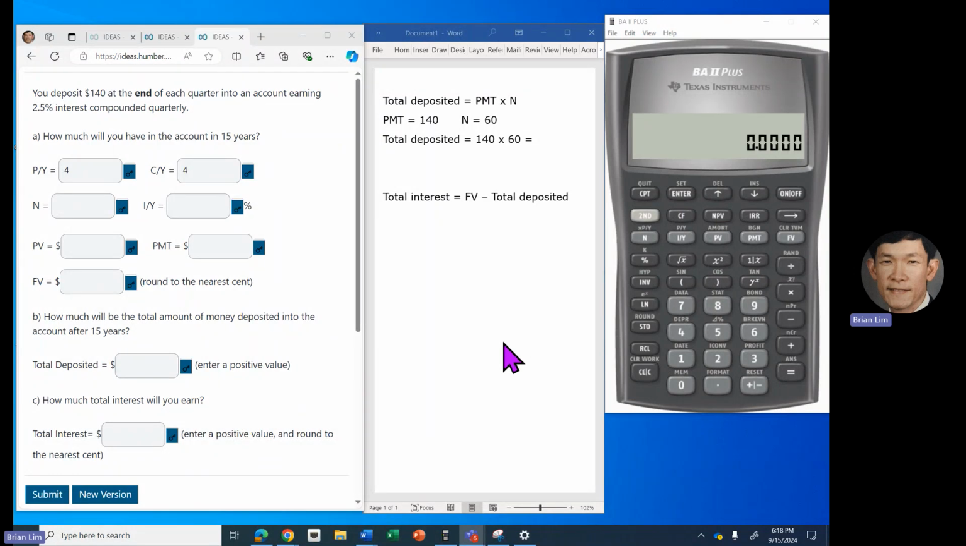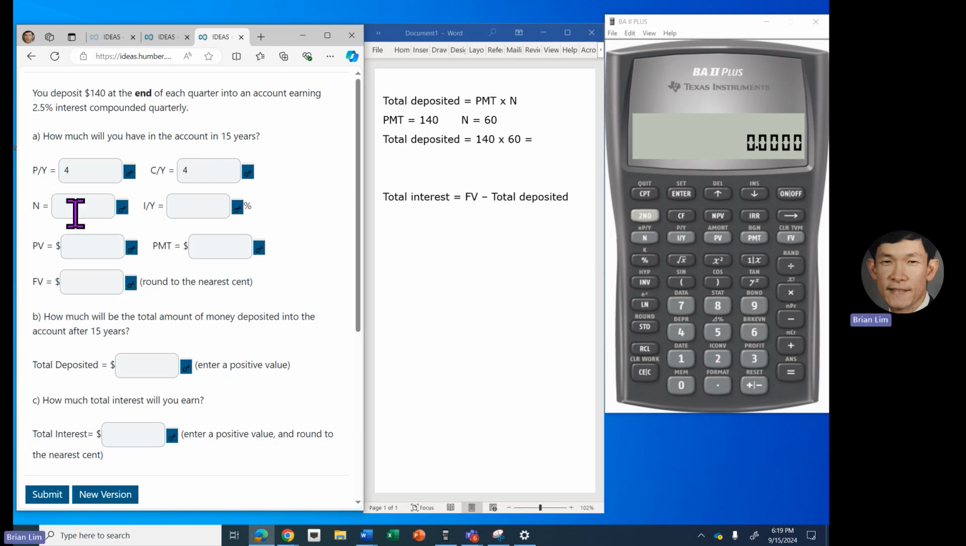Okay, let's look at this question. It says you deposit $140 at the end of each quarter into an account earning 2.5% interest compounded quarterly. The deposits are made at the end of each quarter, so that means that PY would be 4 as it's indicated there. And compounded quarterly means CY will also be 4.